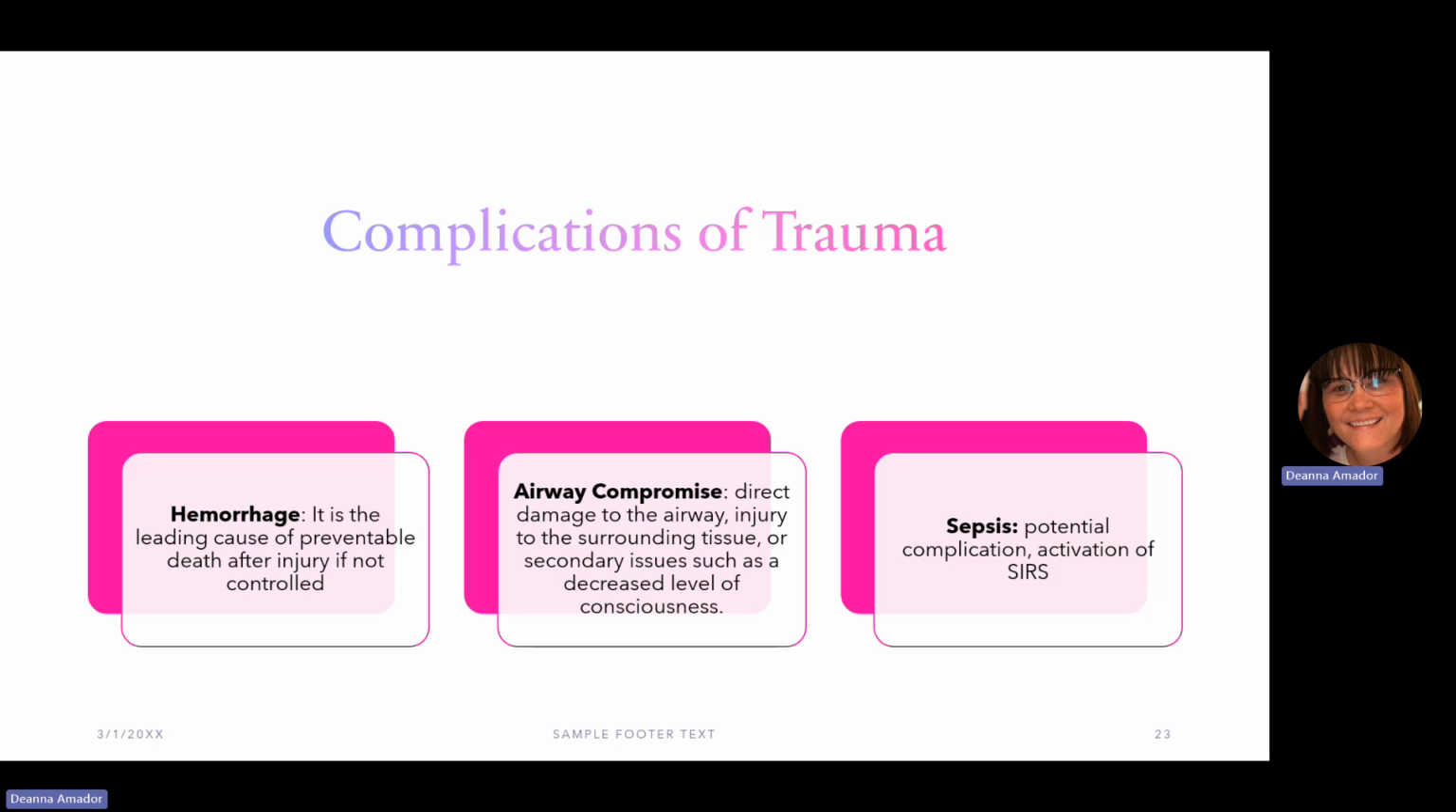Okay, some of the complications of trauma are 3 main ones. Actually, there's 4, but the 3 right here are hemorrhage, airway compromise, and sepsis. Hemorrhage is the leading cause of preventable death after injury if not controlled. Hemorrhage is a very, very serious and very common complication of trauma. And like I said, it's the leading cause of preventable death after injury if not controlled.